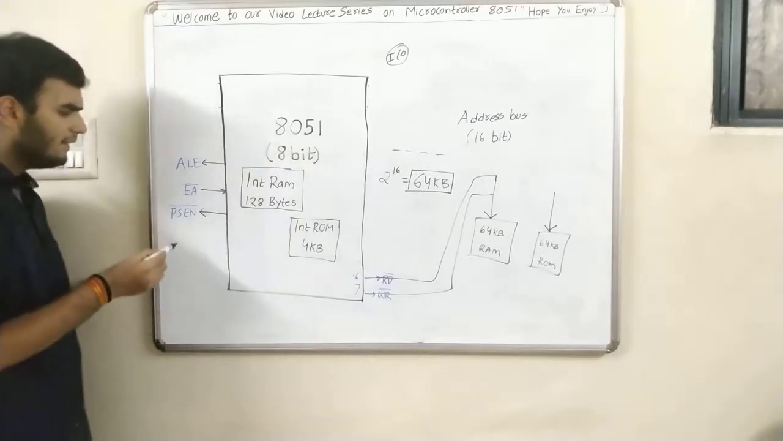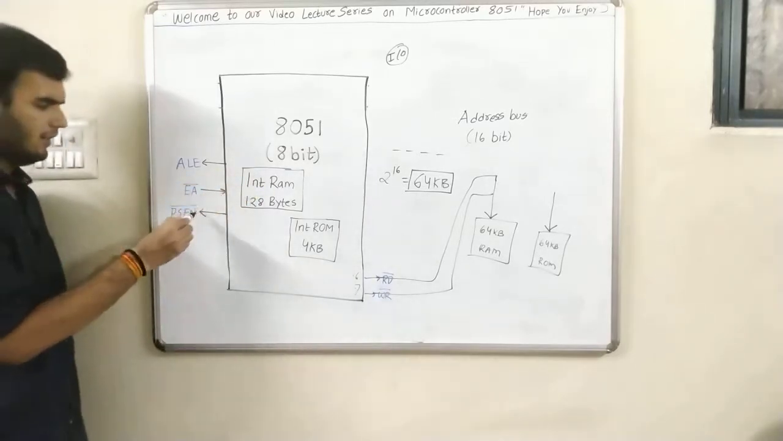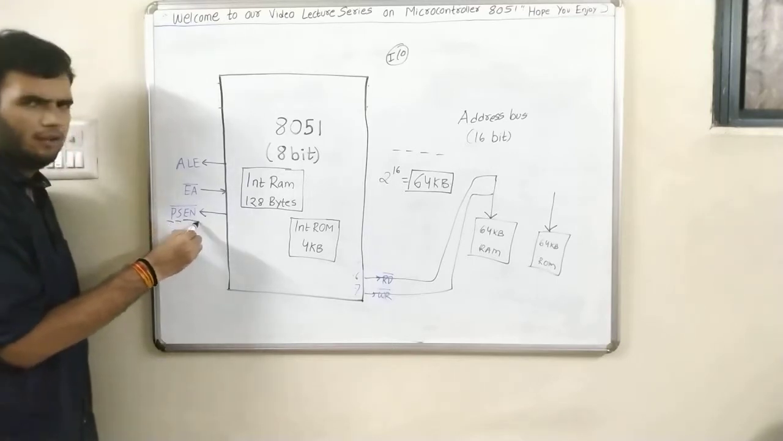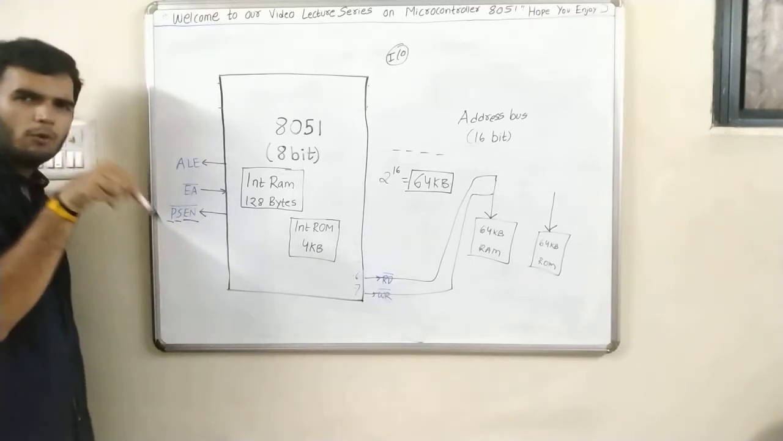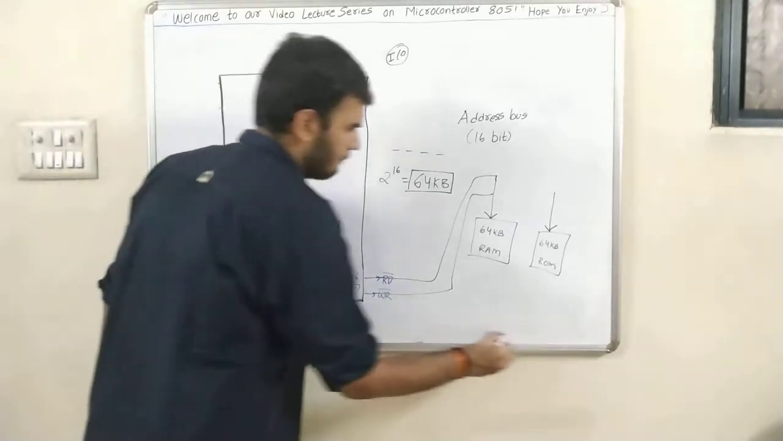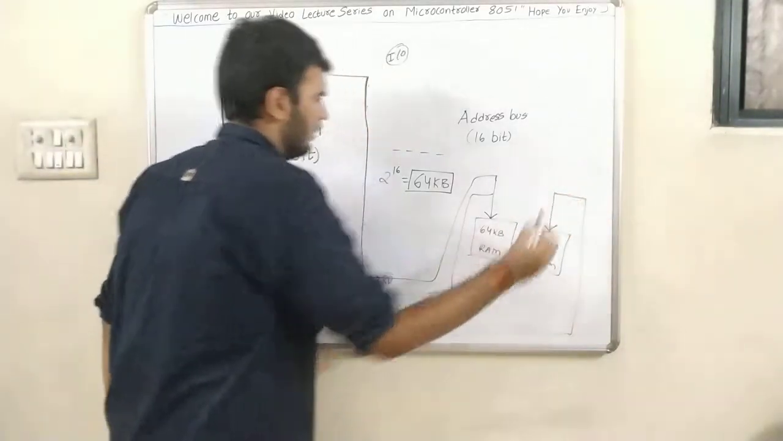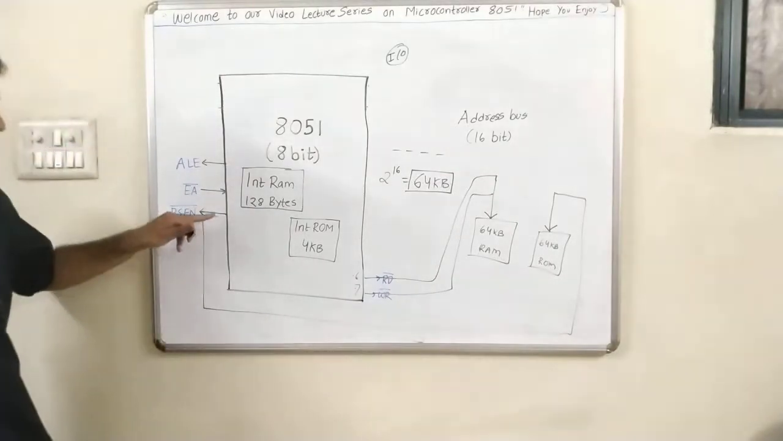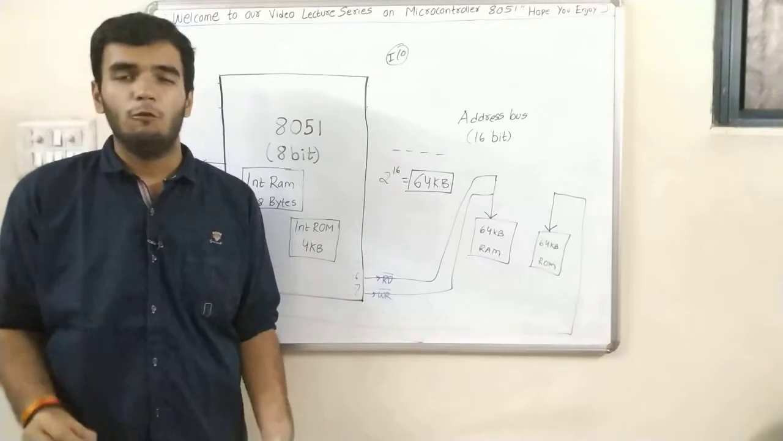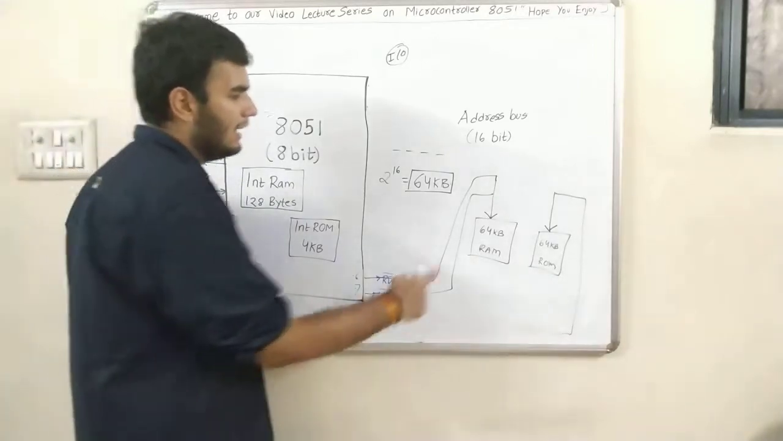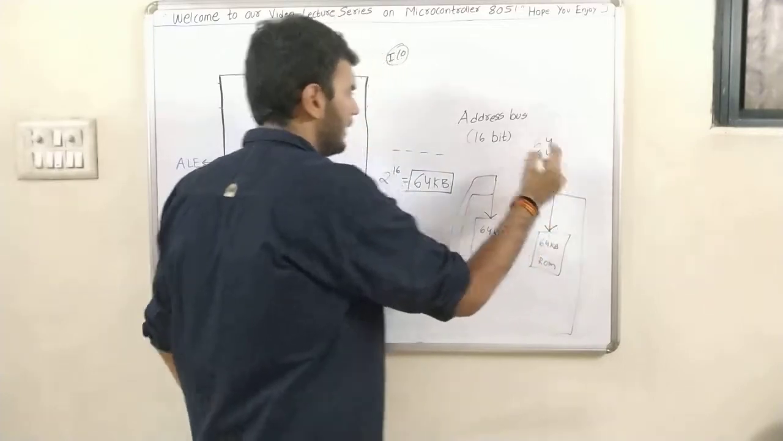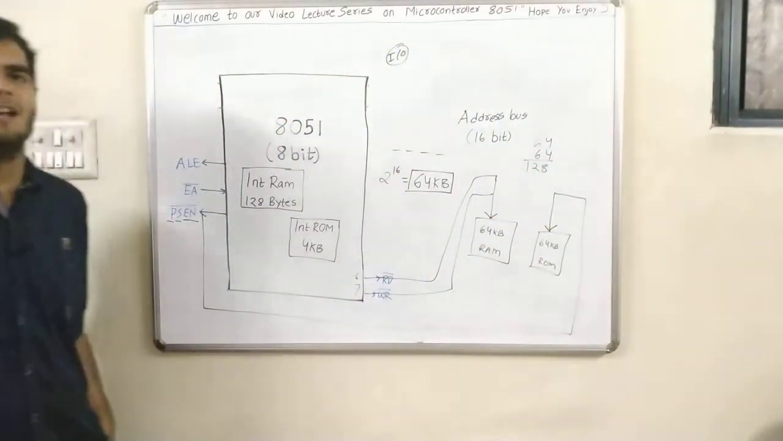Now what is PSEN bar? PSEN bar means program status enable. So what is the situation of the program? That is PSEN bar, and that will be decided for ROM. Now I have two completely separate pathways for my RAM and my ROM. So what I actually did was connect 64 plus 64, which is 128 KB of external memory.